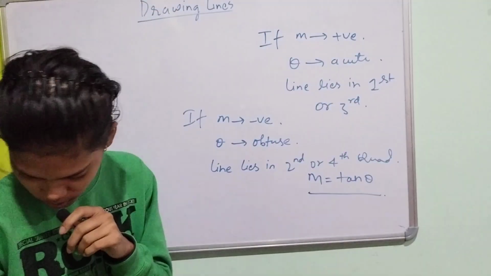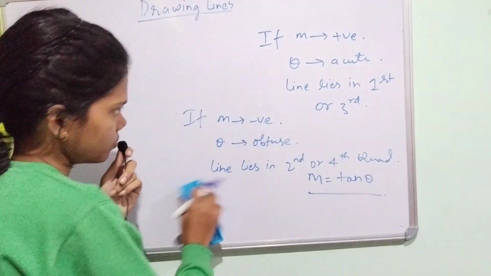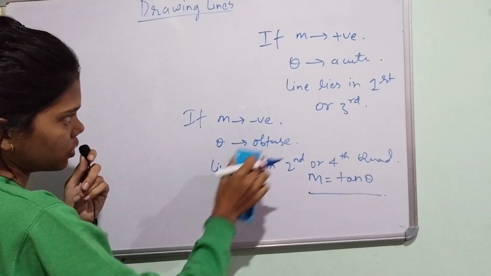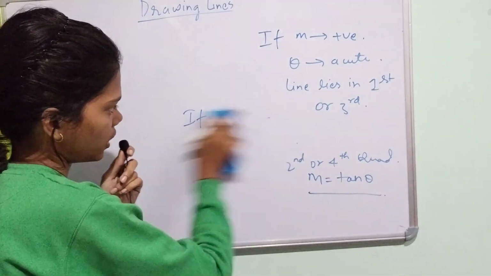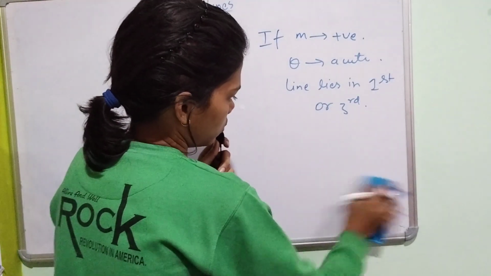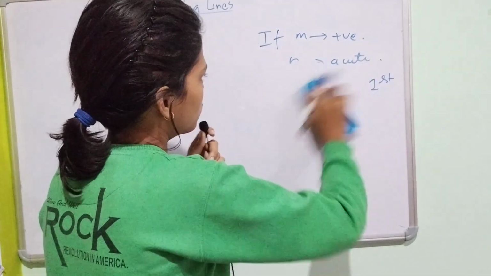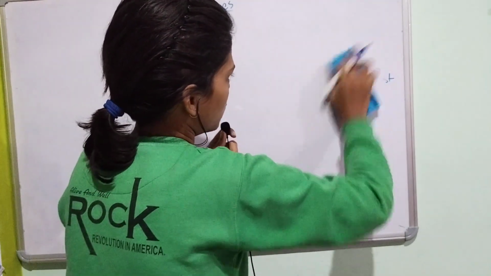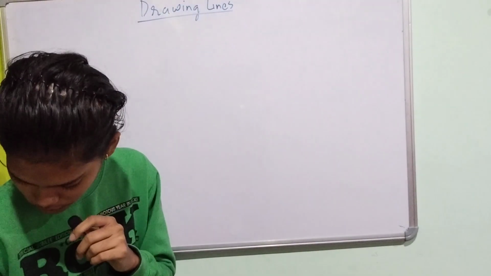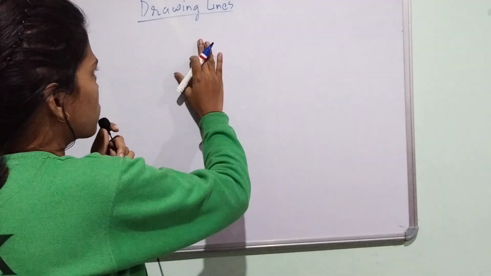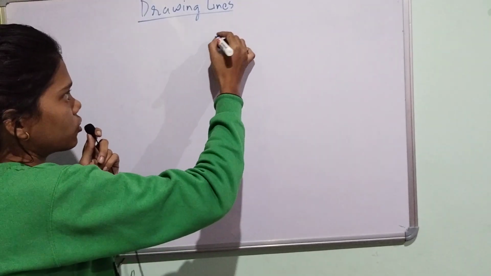So this is basically the main point you should keep in mind to draw the line to an almost accurate level. And the other important thing was the y-intercept.